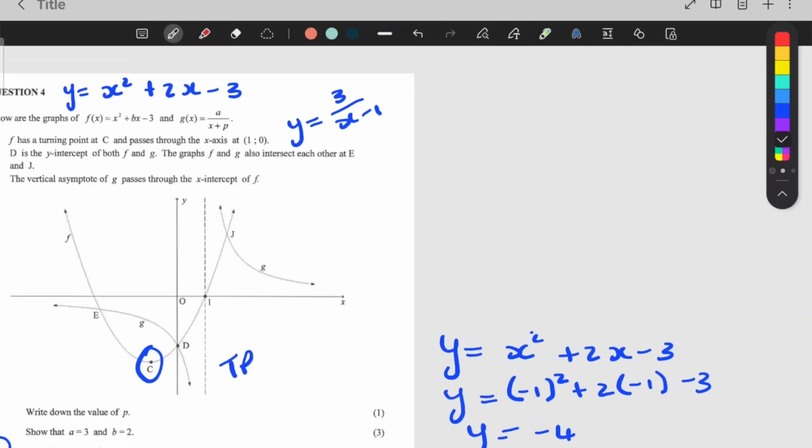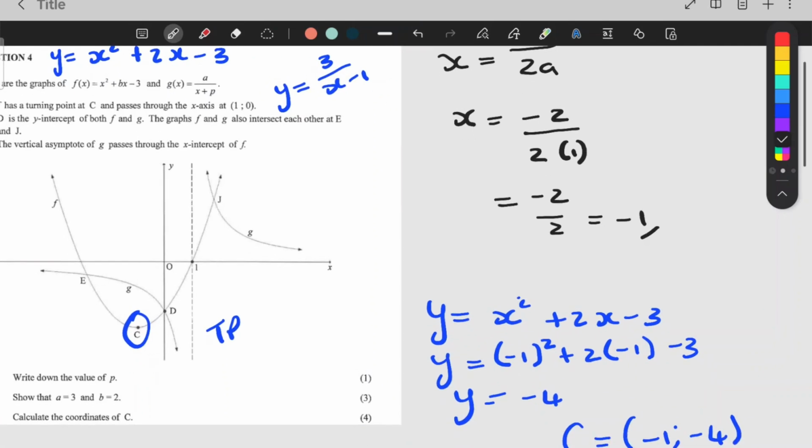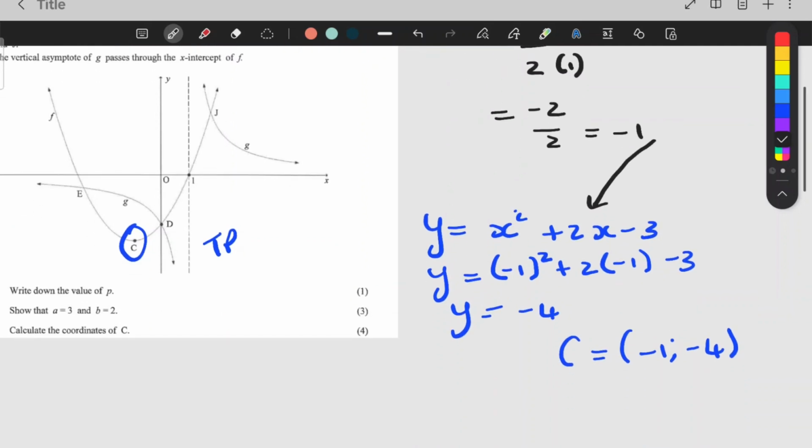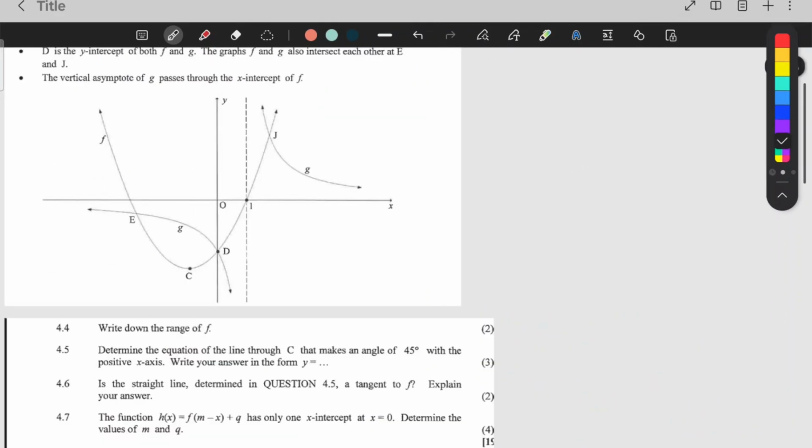So another way to do it, you can use this formula, x is equal to minus b over 2a for the turning point. So x is equal to minus b, which is this number there, over 2a. a is this number there. If there's no number, it's 1. This is negative 2 over 2, which is negative 1. Okay, and then you take the negative 1 and you sub it into the parabola, and you also get negative 4. So this was just another way of doing that question. I'm going to just write in C. C was (negative 1, negative 4). And then this D was (0, negative 3).